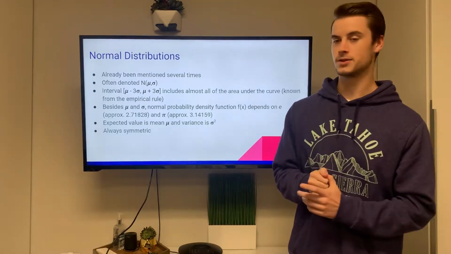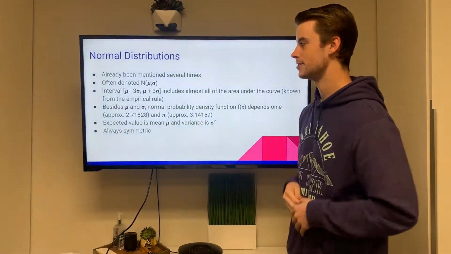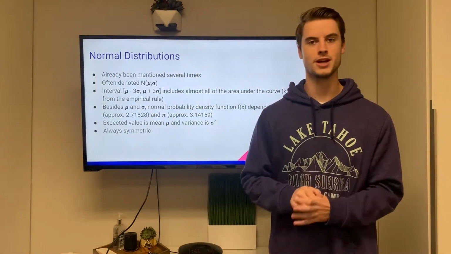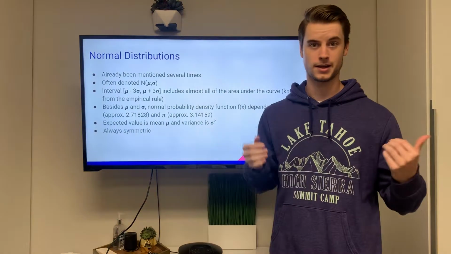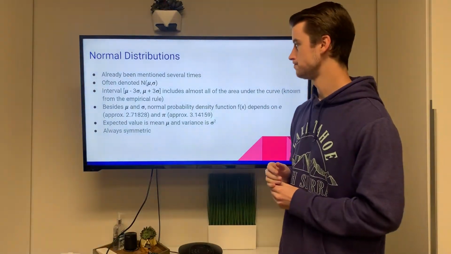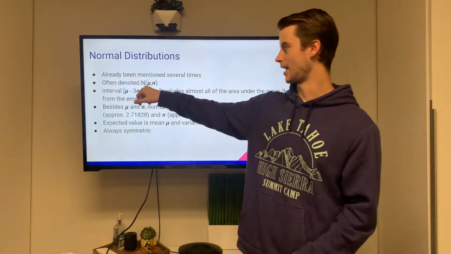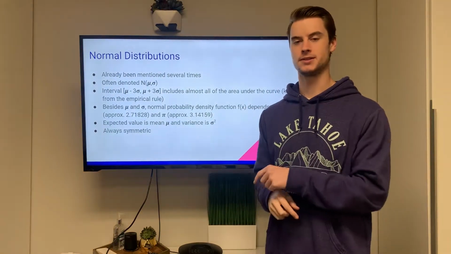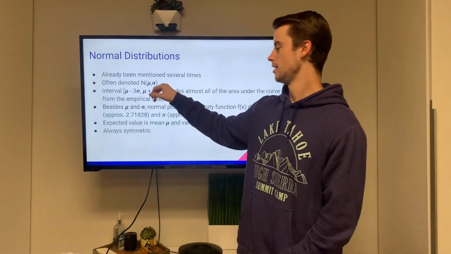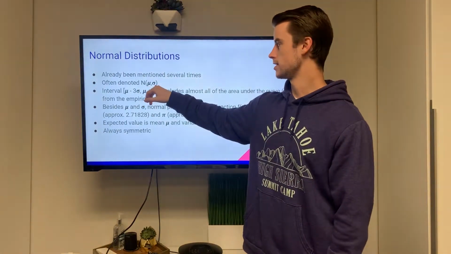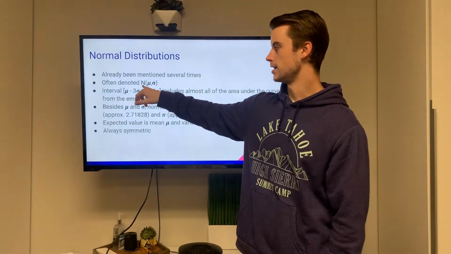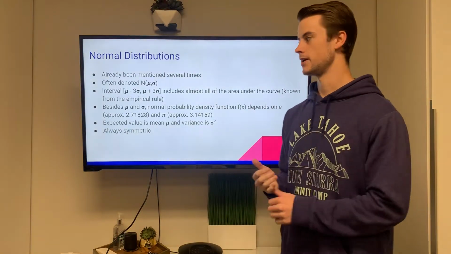Now we're going to get into what's called normal distributions, right? And we've already mentioned this several times in previous chapters, in the last couple of slides. It's often denoted as a capital N, parentheses, with the mean and standard deviation, right? So that means any given distribution with mean blank and standard deviation blank. And if you denote it in here, that means it's a normal distribution, right?